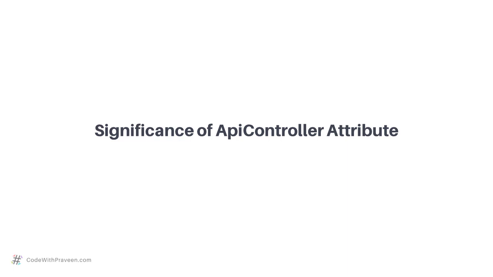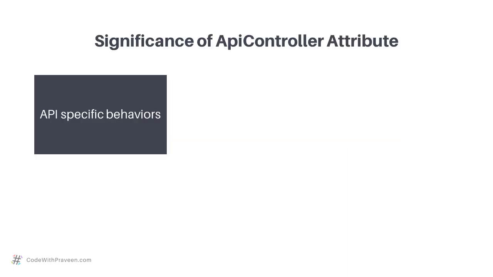In this lecture, we'll look at the significance of the API controller attribute. This attribute is so special and important that it warrants a dedicated lecture. The application of the API controller attribute to a class brings in various features to your ASP.NET project. Let us look at each one of these one after the other.